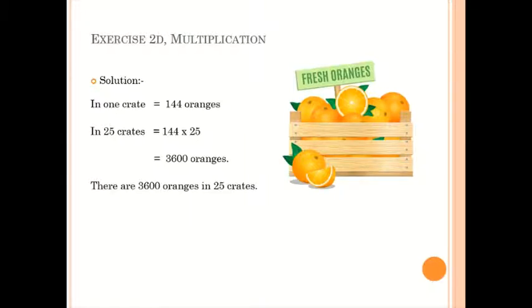This multiplication, as in your previous practice, you will do in the working column. You know how to multiply by a 2-digit number. You will multiply 144 by 25 and then you will get the answer, that is 3600 oranges. It means if one crate has 144 oranges, there are 3600 oranges in 25 crates. In the end, you will write the answer in this way.